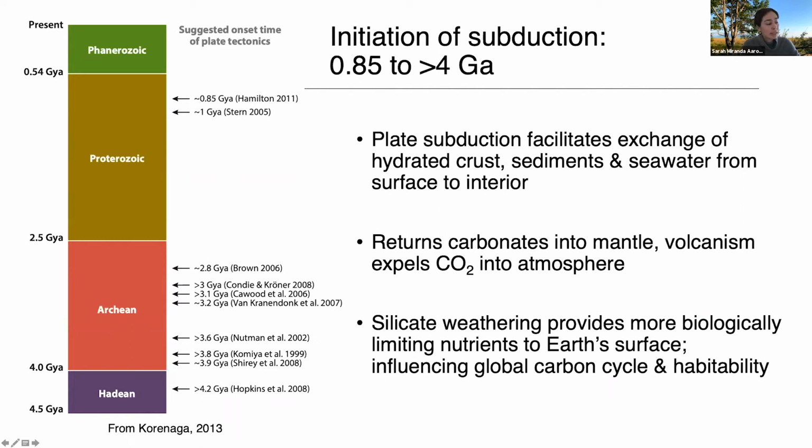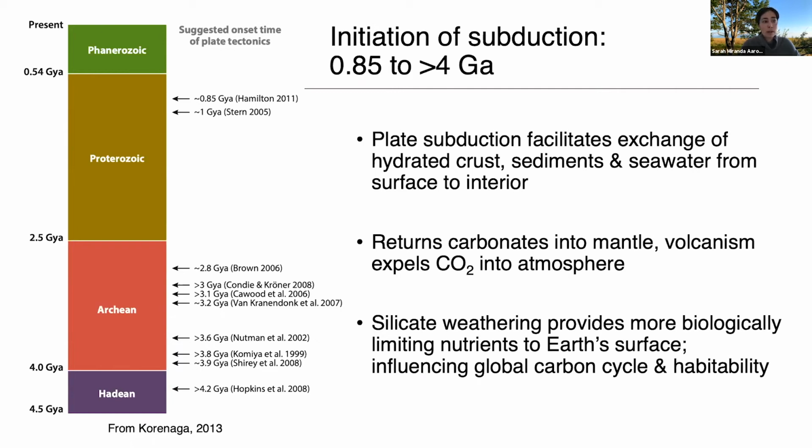The Hadean is this time period where we don't have that much information about what the early Earth looked like. Our guesses are that it was hot and hellish. This is because Earth was formed by the accretion of different planetary bodies. And so understanding when Earth began to cool and when these plates formed and started moving and interacting with each other has a lot of implications for when Earth became habitable. We know that plate subduction really facilitates the exchange of hydrated or wet crust.